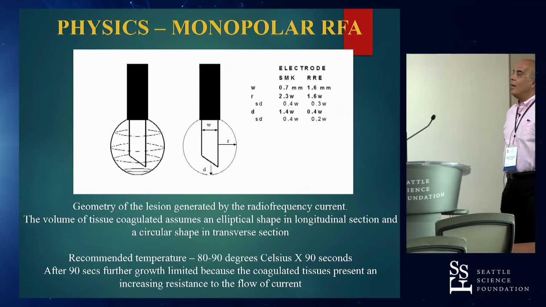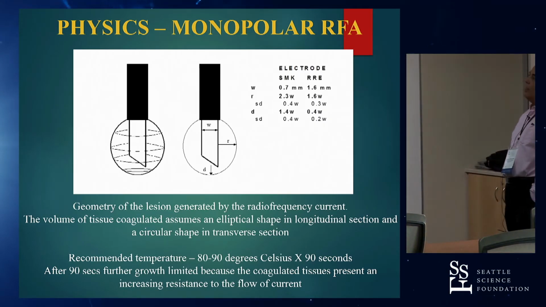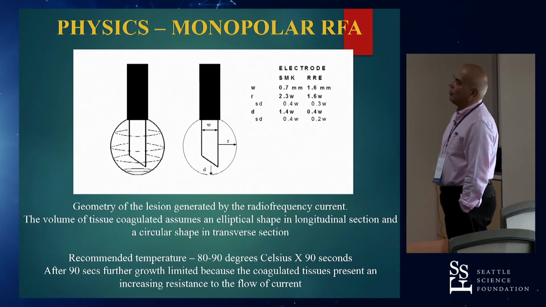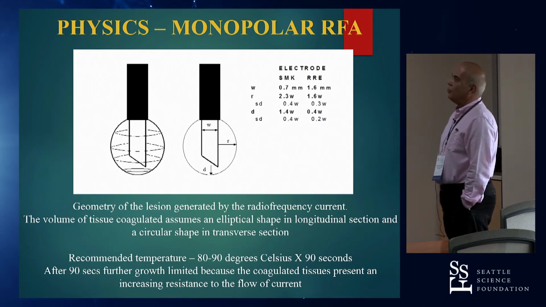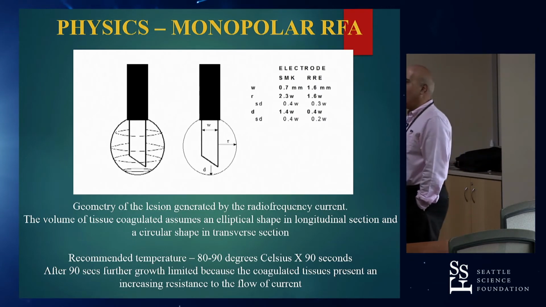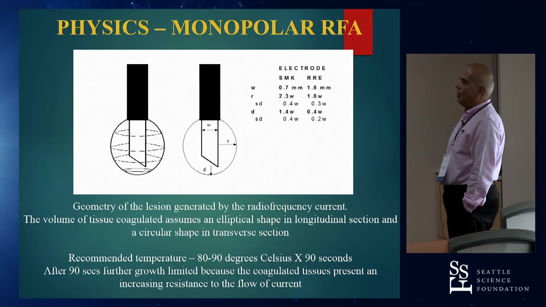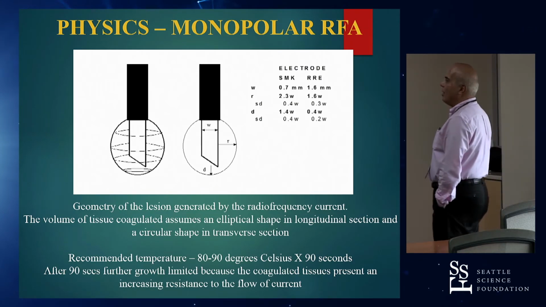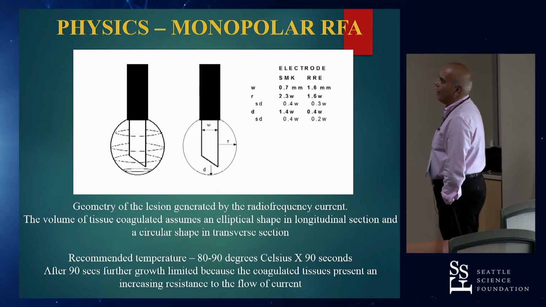So, physics of the RFA. Usually, this is the way that the geometry of a lesion of a radiofrequency ablation procedure generates. Usually, the volume of tissue that is coagulated has an elliptical shape in longitudinal section and a circular shape in the transverse section. The usual recommended temperature is 80 to 90 degrees, for no more than 90 seconds.